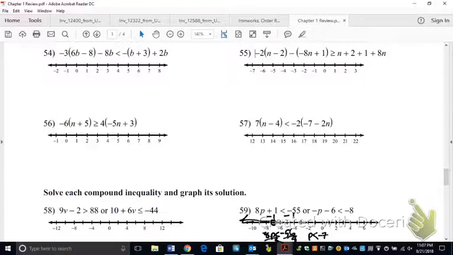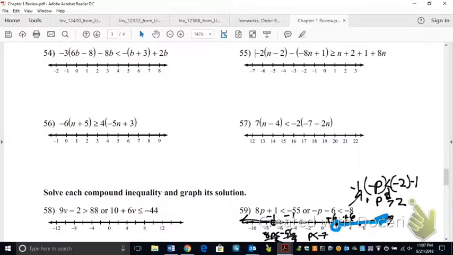We're now going to do negative p minus 6 is less than negative 8. We're going to add 6 to both sides, and we get negative p is less than negative 2. And then we're going to multiply both sides by negative 1. Now notice when we multiply both sides by negative 1, we flip the sign. So now we have p is greater than 2, and we graph that. Open circle, and arrow to the right.